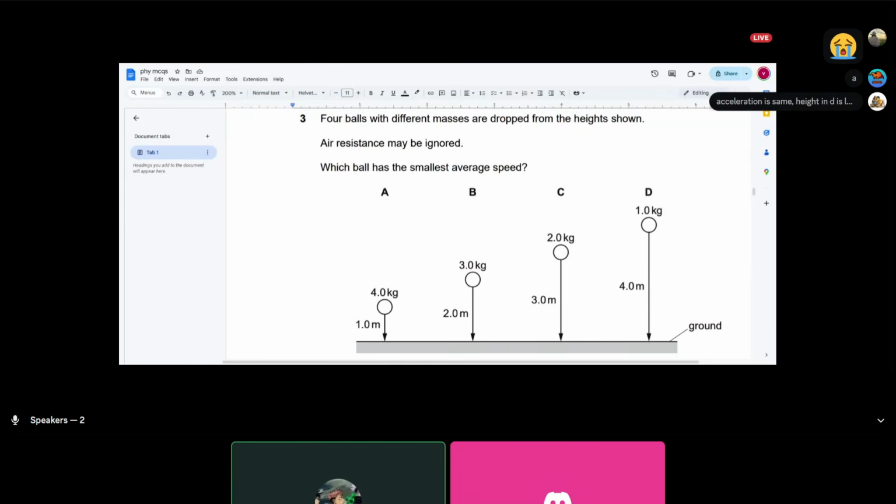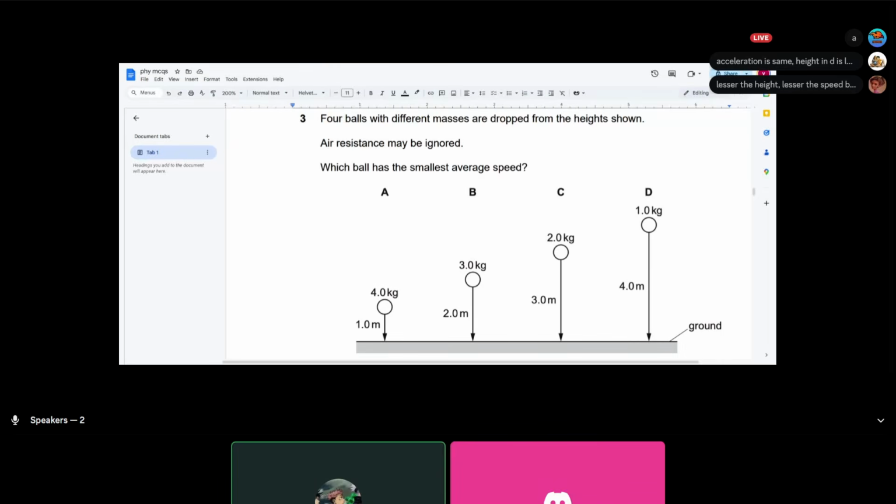If it had to be C or D, there would be no friction. No, that's not what I said. Look, it's irrespective of mass. And the simplest answer, no, we don't have that formula. But yes, K equals mgh we have. Air resistance is ignored. That's irrespective. Look, very, very simple. Just the smallest distance. We don't need the speeds. They're asking which has the smallest average speed.